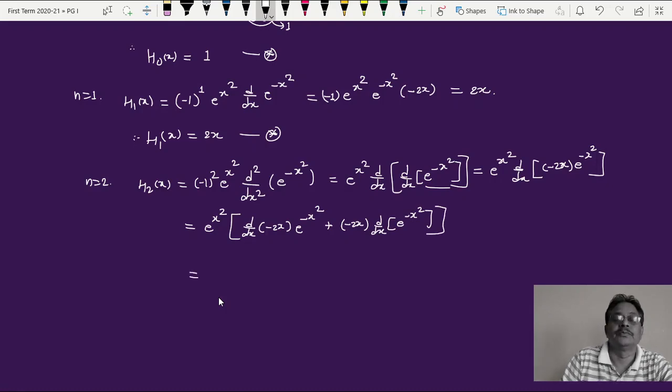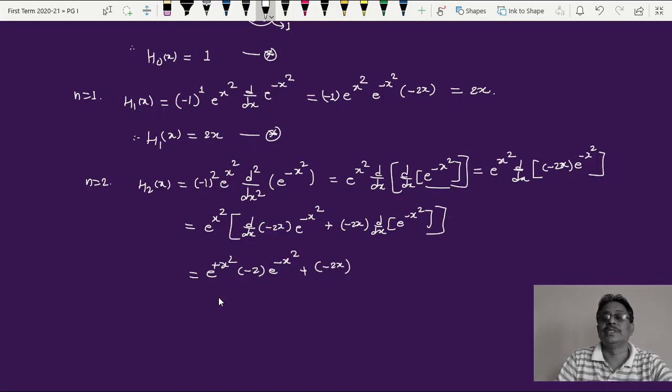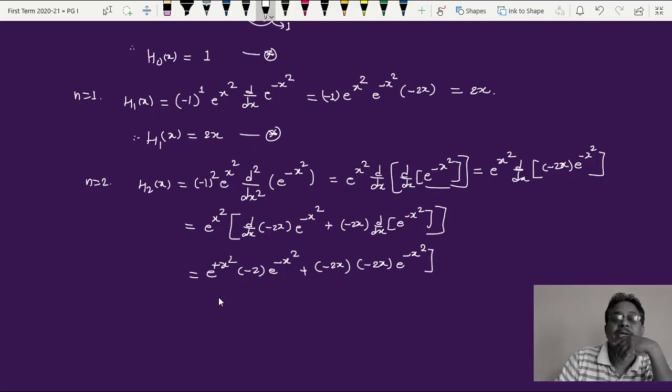Solve this, so e raised to plus x square into, this is minus 2 here, this differential, into e raised to minus x square, then here it is minus 2x as it is, and the differential of this is again minus 2x into e raised to minus x square, and this e raised to x square is multiplied there. Okay, actually it should be like this.